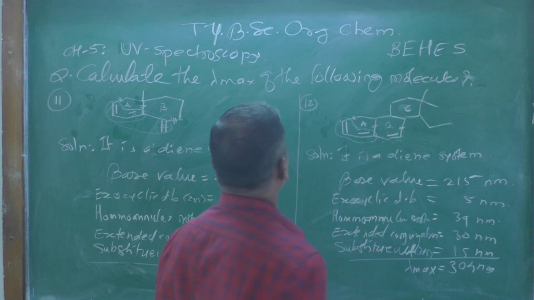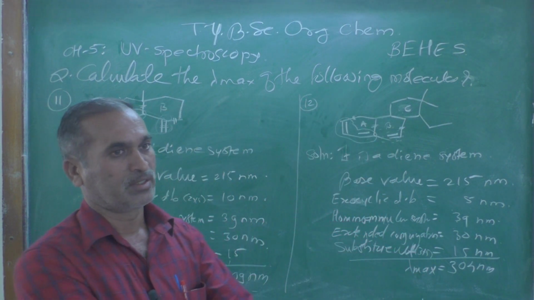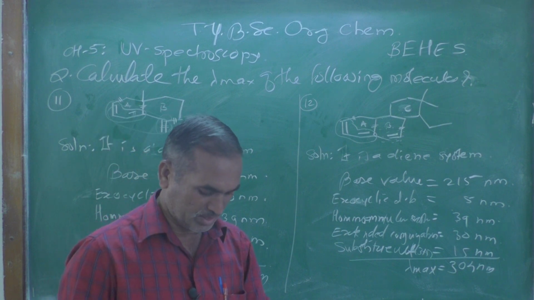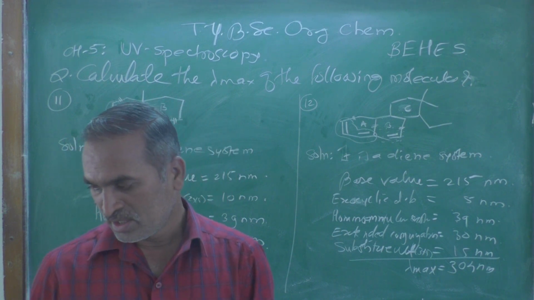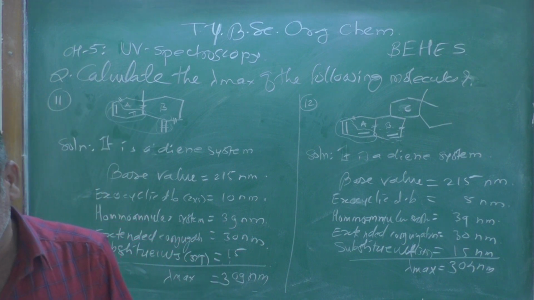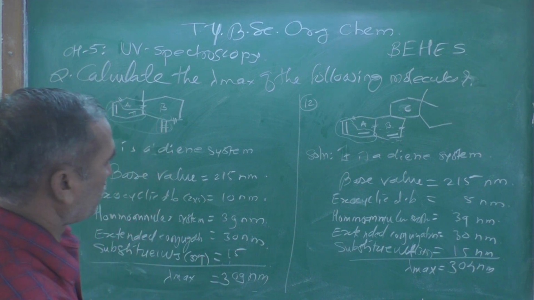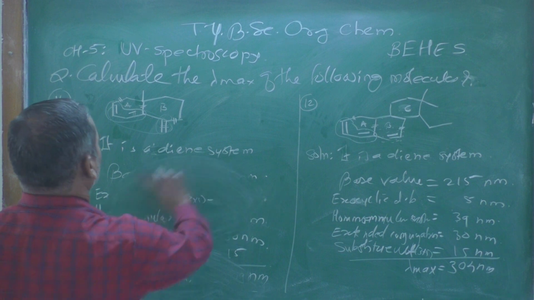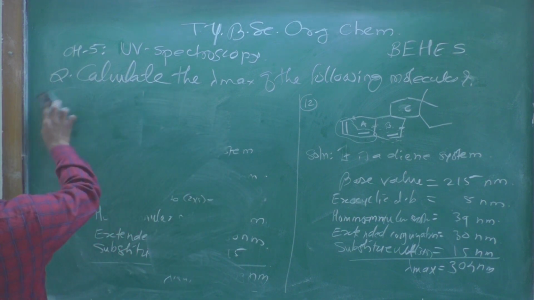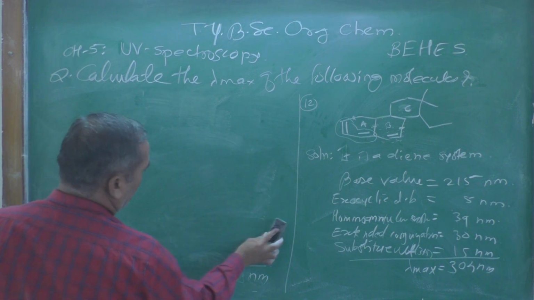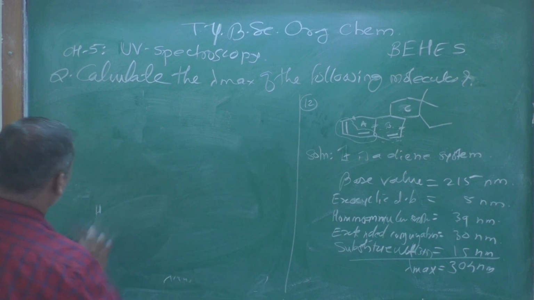If you use these values perfectly, then you will get this type of answer. Now these are the two examples we have solved over here. Now let us move on to the next example. Now it is example number 13, which we are going to discuss over here.